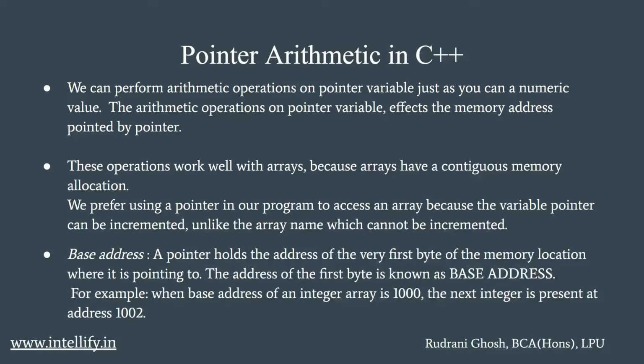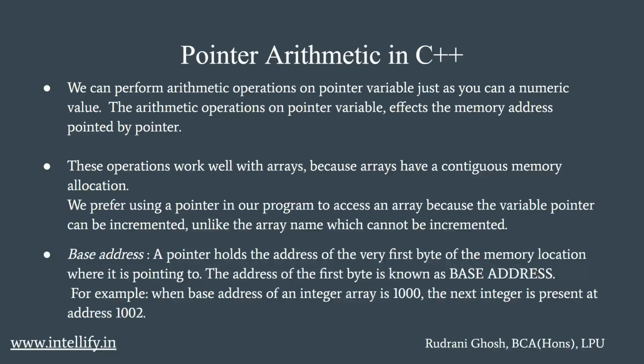We prefer using a pointer in our program to access an array because the pointer variable can be incremented, unlike the array name, which cannot be incremented. हाँ, अगर हम डायरेक्टली array के नेम से उसे इंक्रीमेंट करें तो वो पॉसिबल नहीं है क्योंकि हम एरे के नेम को तो इंक्रीमेंट कर नहीं सकते. तो इसीलिए हम उसे एक पॉइंटर असाइन करते हैं ताकि हम एक ही पॉइंटर के थ्रू डिफरेंट एरे एलिमेंट्स को एक्सेस कर पाए using the same pointer. Either by incrementing or by decrementing, we move or come back to the next position.